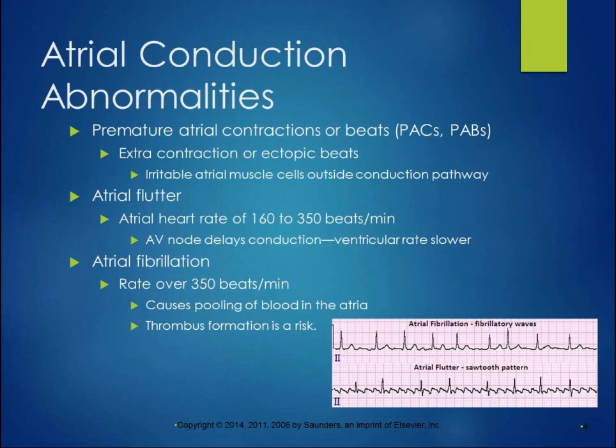Atrial fibrillation is when the rate's over 350 beats a minute, and it causes pooling of blood in the atria, and then you have the risk of forming a thrombus. That can be a really big problem. So obviously, if you're in atrial fibrillation, you've got to go see someone. You've got to go to the emergency room. You've got to go see a cardiologist. A lot of times they'll prevent it. They'll treat it with medications.